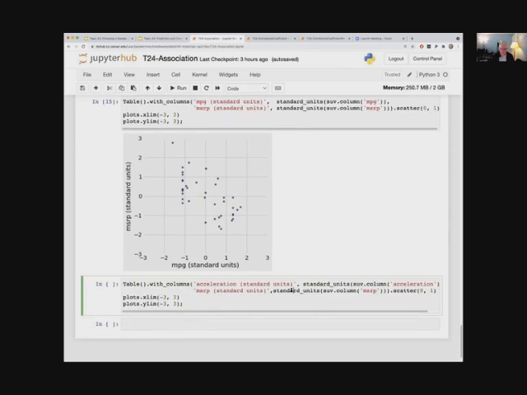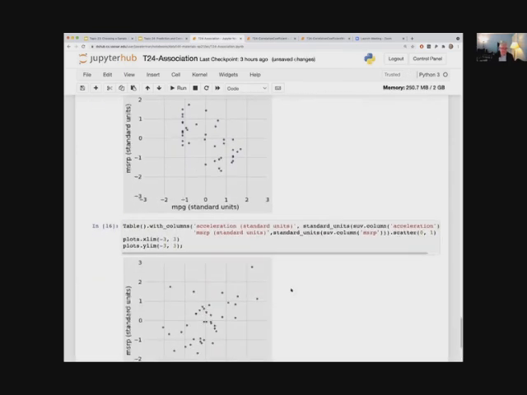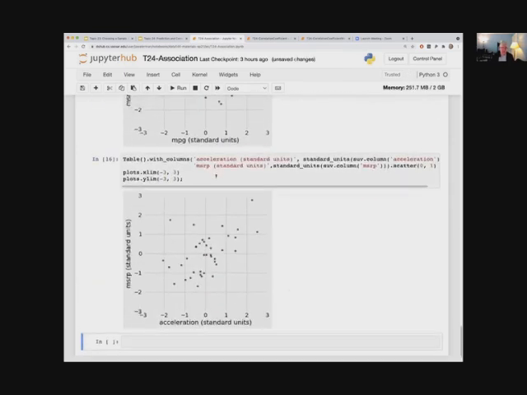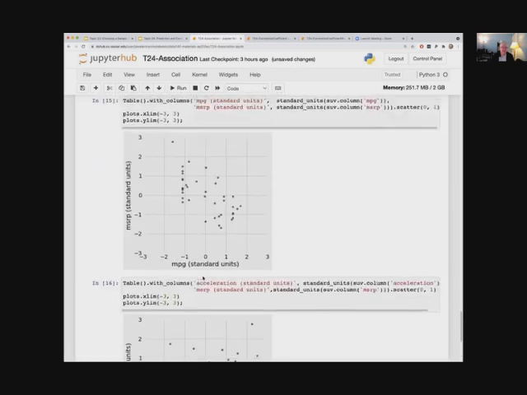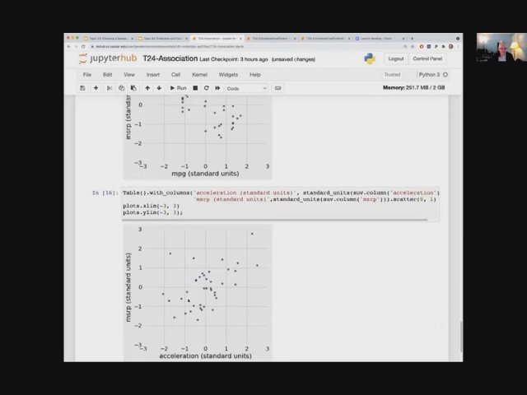We can do the same thing here. This is now looking at acceleration in standard units versus the MSRP. You can very clearly see the negative association for the graph on the top, and you can see the positive association from here. All right. Any questions about association? All right. Great.